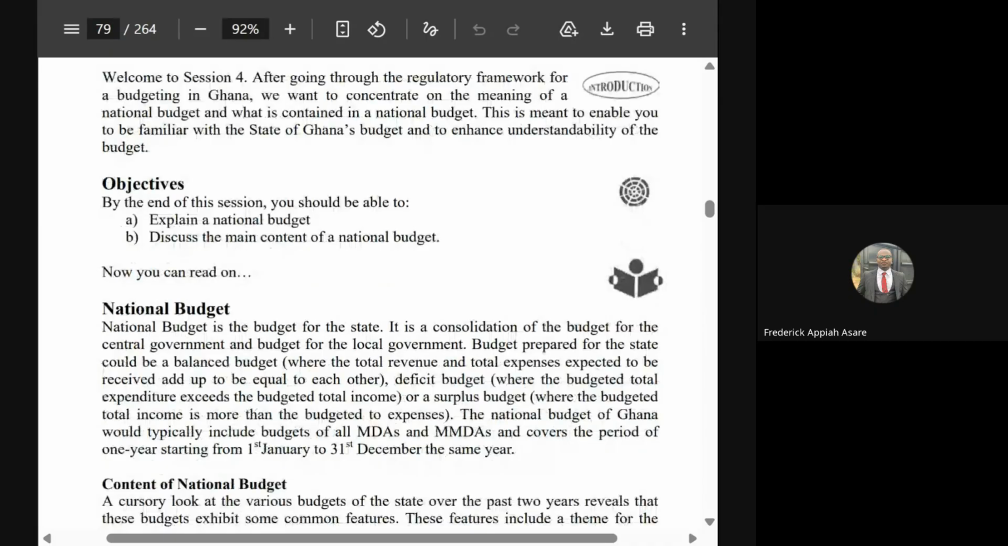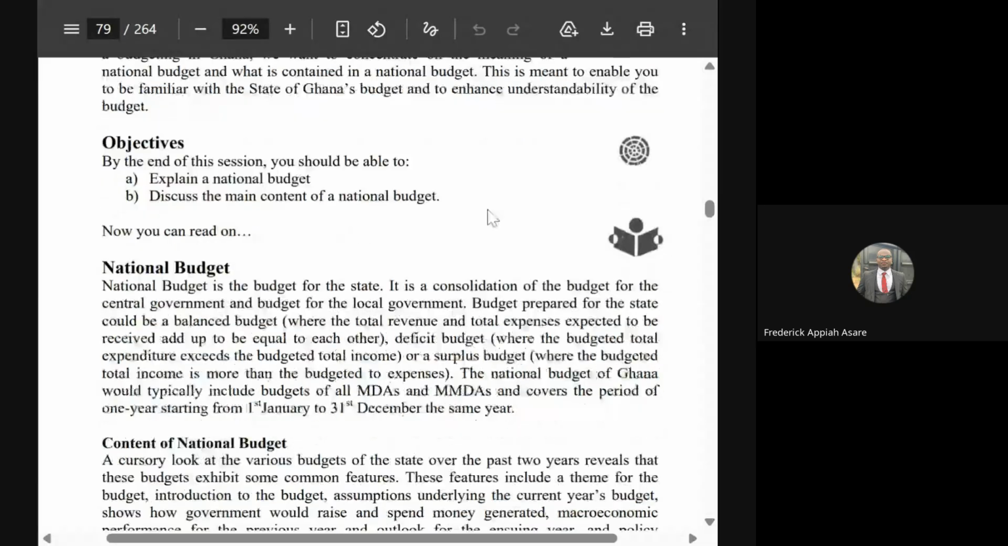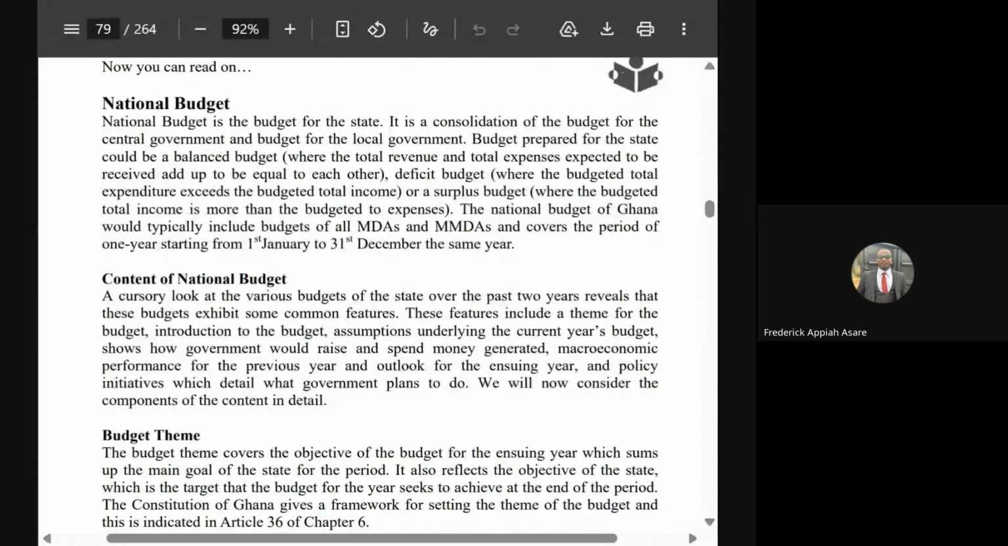Now, there is the content of the national budget. Let's look at the content of the national budget. So when you take the national budget, there is the budget that they presented recently. Was it recently? The mid-year budget that they read, or the end of year budget that they read in December? The end of year budget that they prepared in December. That is the national budget. Let's look at what is inside it.